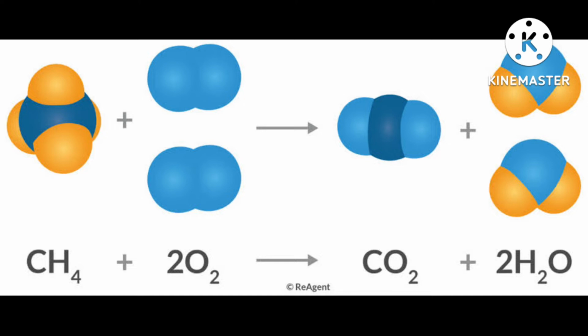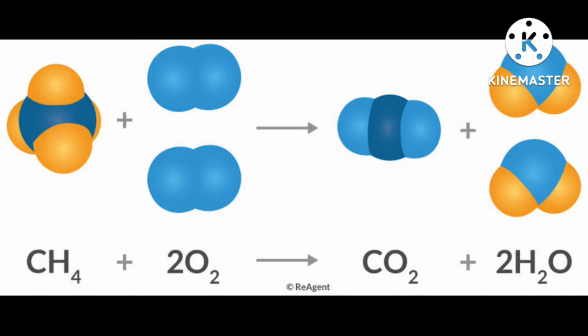Hence the balanced equation will be like this: CH4(g) plus 2O2(g), then an arrow sign or equal sign, CO2(g), the small g meaning gas, plus 2H2O(g). This is the complete balanced equation.